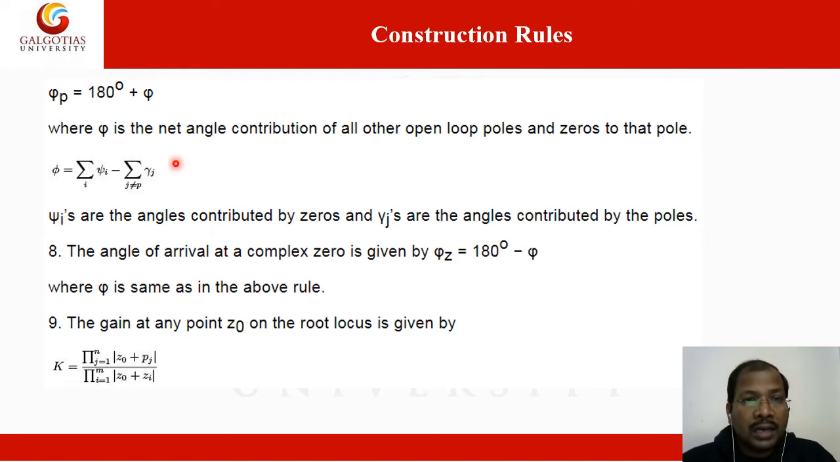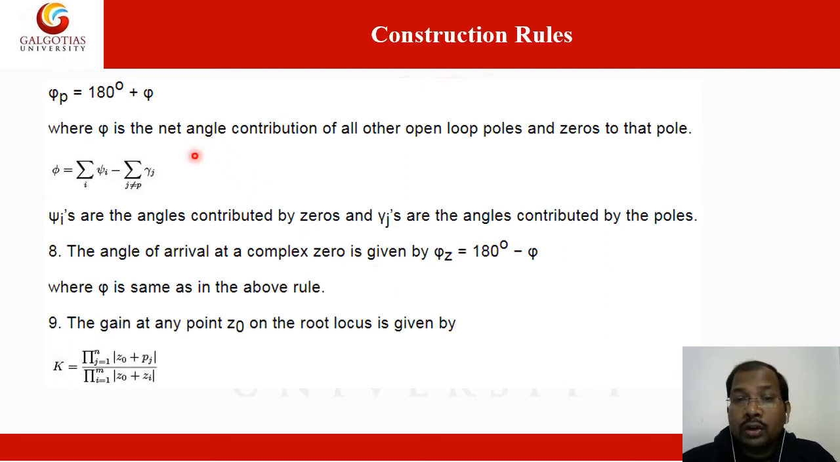For the departure we first have to calculate the pole angles, take the summation, and again calculate the zero angles and subtract. So you can calculate phi and then phi p. For the angle of arrival for the complex zeros, it is 180 minus phi, where phi is the same as in the previous case.